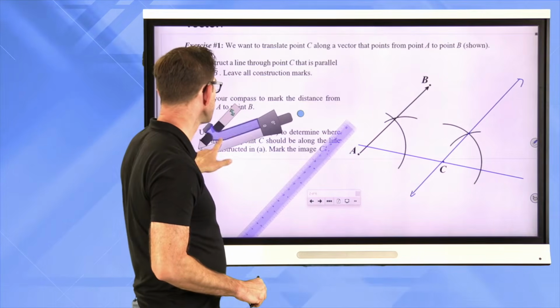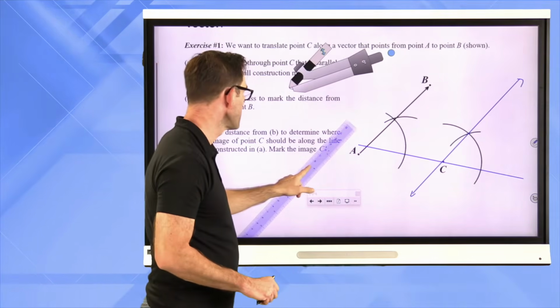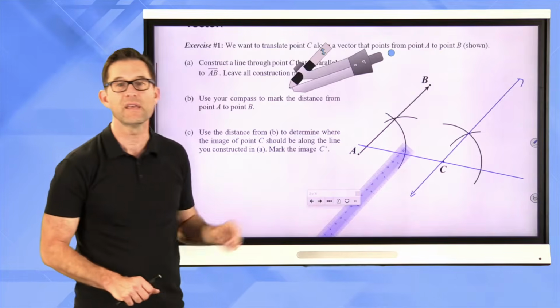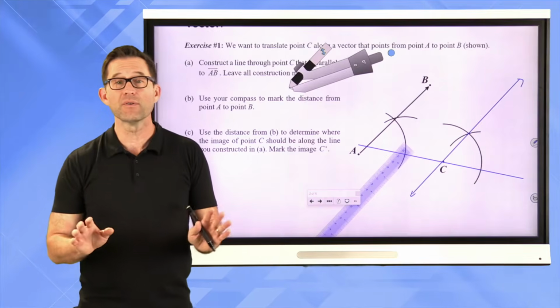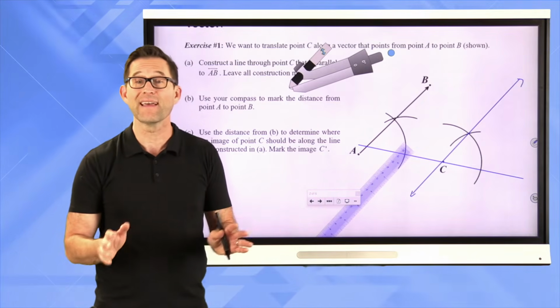Let me move this out of the way so that we can actually read what's in part C. Let's take a look at C. Use the distance from B. Use your compass to mark the distance from point A to point B. Now remember, a vector is all about two things: direction and distance.